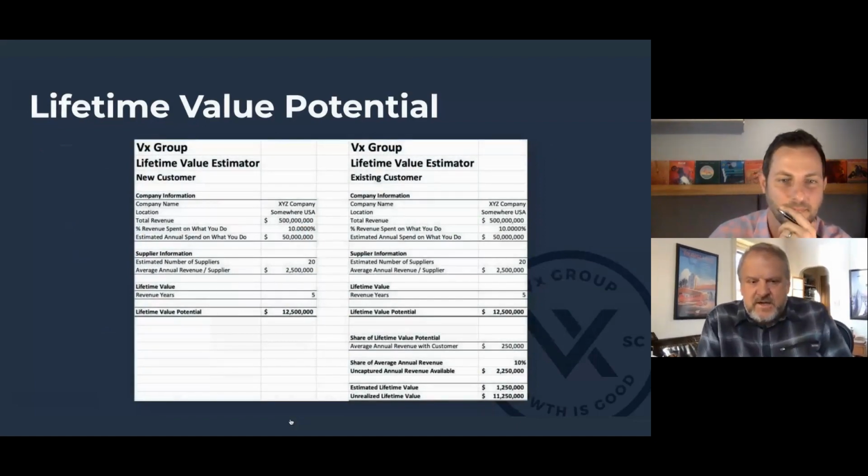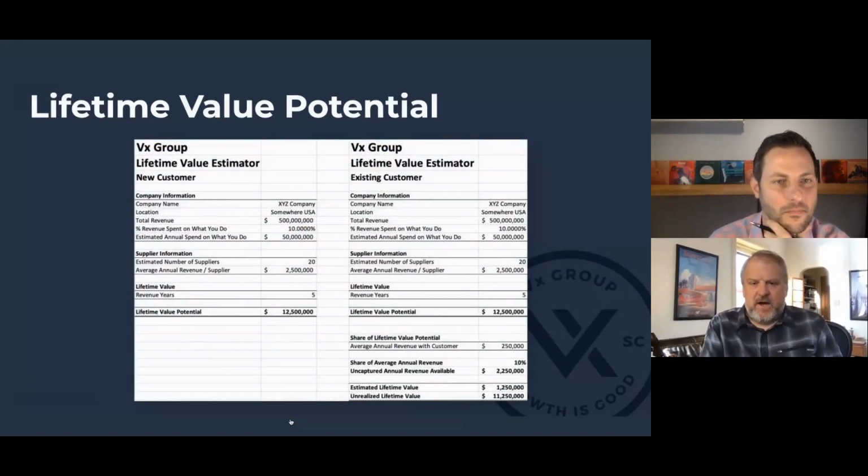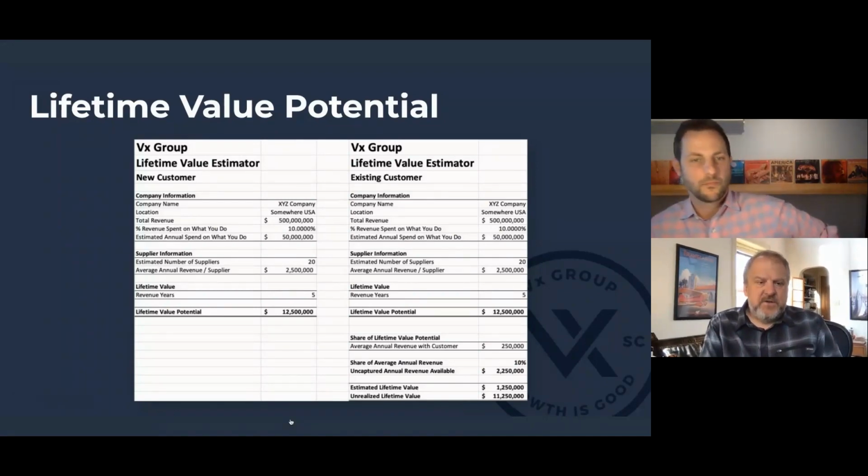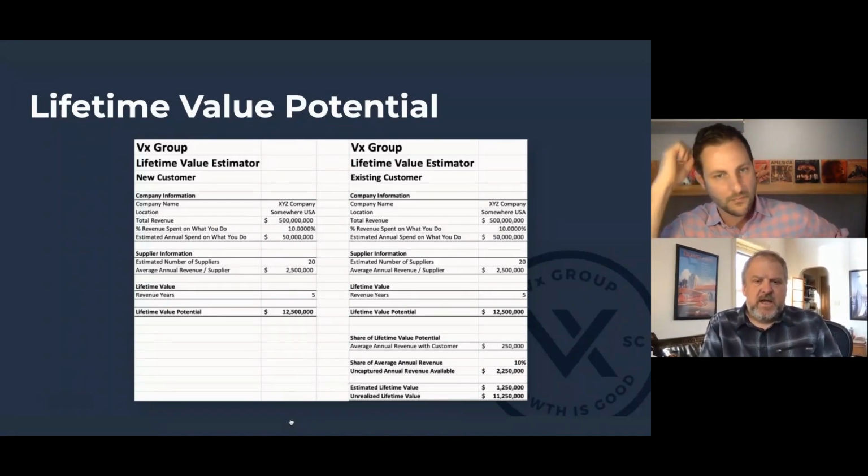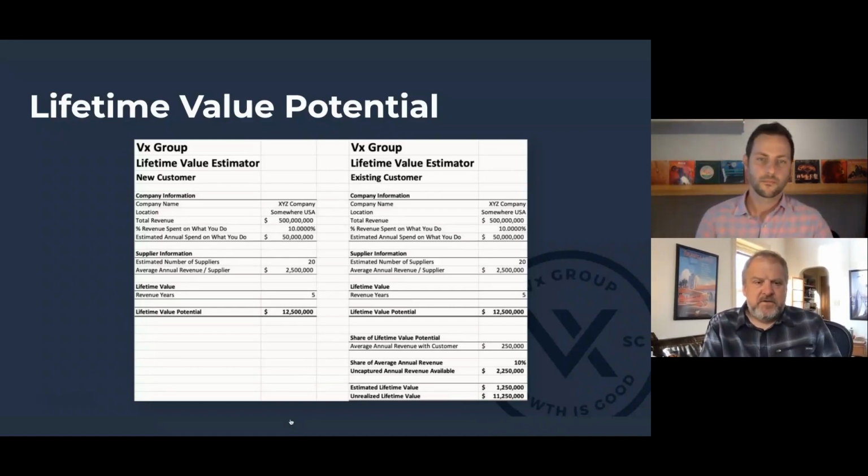So as I mentioned, we've got a little calculator that I'll walk through briefly here. It's got 2 columns. The left-hand column is how you would use this with a potential new customer. The right-hand column adds a few more calculations if you're using it with an existing customer. We'll quickly go through the basic information: company name, location, and their total revenue, which should be readily available. If you can't find it, let me know and I'll find it for you. We've got sources for that.